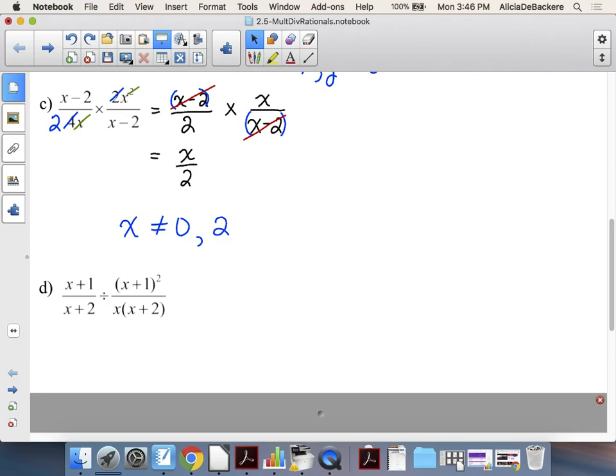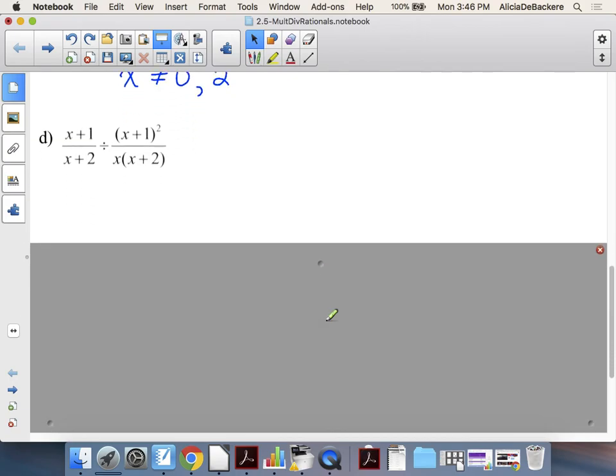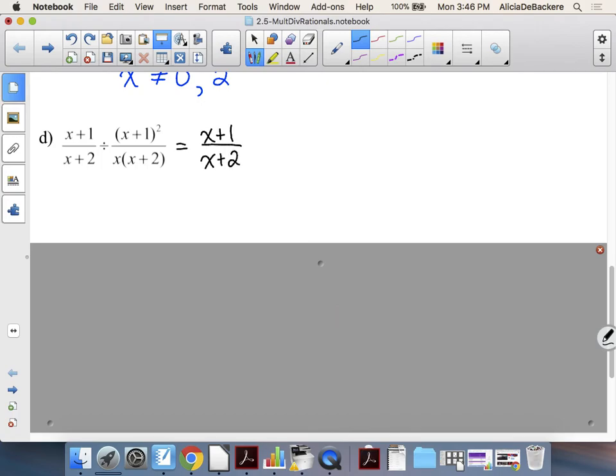In part D, we're looking at a division statement again. So again, I might want to start by flipping that over and changing it to multiplication. So I'm leaving the first fraction alone. I'm going to change it to multiplication and flip the second fraction. Don't forget, this gives me a third denominator to consider when I'm doing my restrictions.